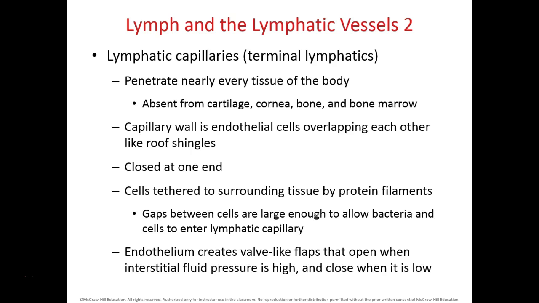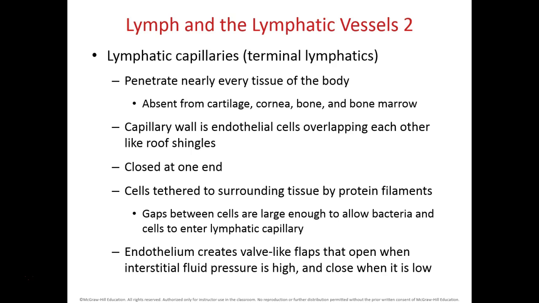So lymphatic vessels include capillaries, which are the terminal ends of the lymphatics. So this is where you will start. These penetrate every tissue of the body. They are absent from cartilage, cornea, bone, and bone marrow. But the capillary wall is made of endothelial cells that overlap each other like roof shingles. But they are closed at one end.